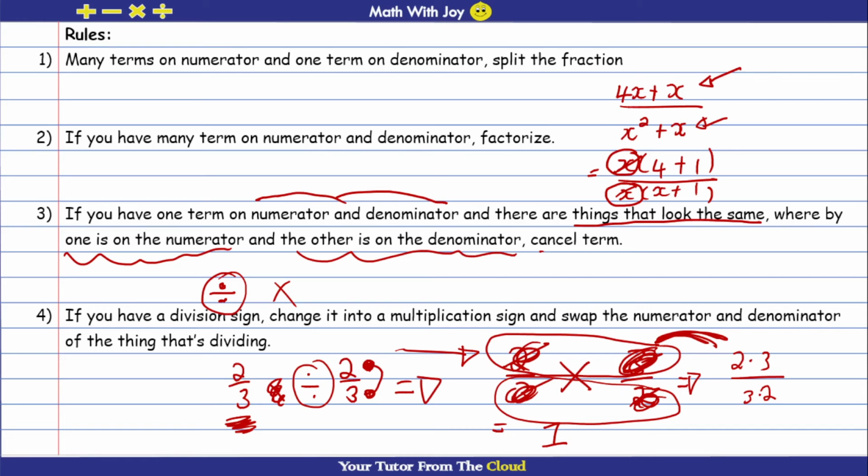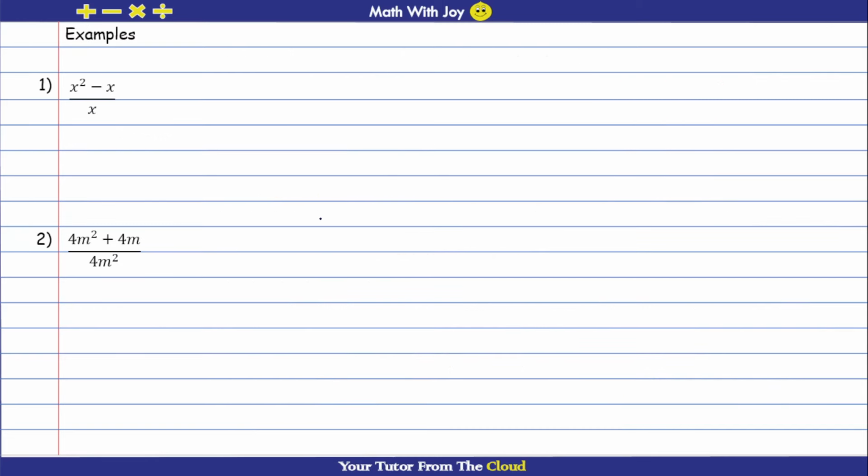Rule number 1: many terms on the numerator, one term on the denominator, split the fraction. So we're going to split the fraction. This is going to become x squared all over x minus x all over x. That's how we are splitting the fraction. Now x to the power of 2 divided by x is going to be x, because x to the power of 2 is the same thing as having x times x. So this is like x times x over x. Now one of the x's is going to cancel and you're going to be left with that x.